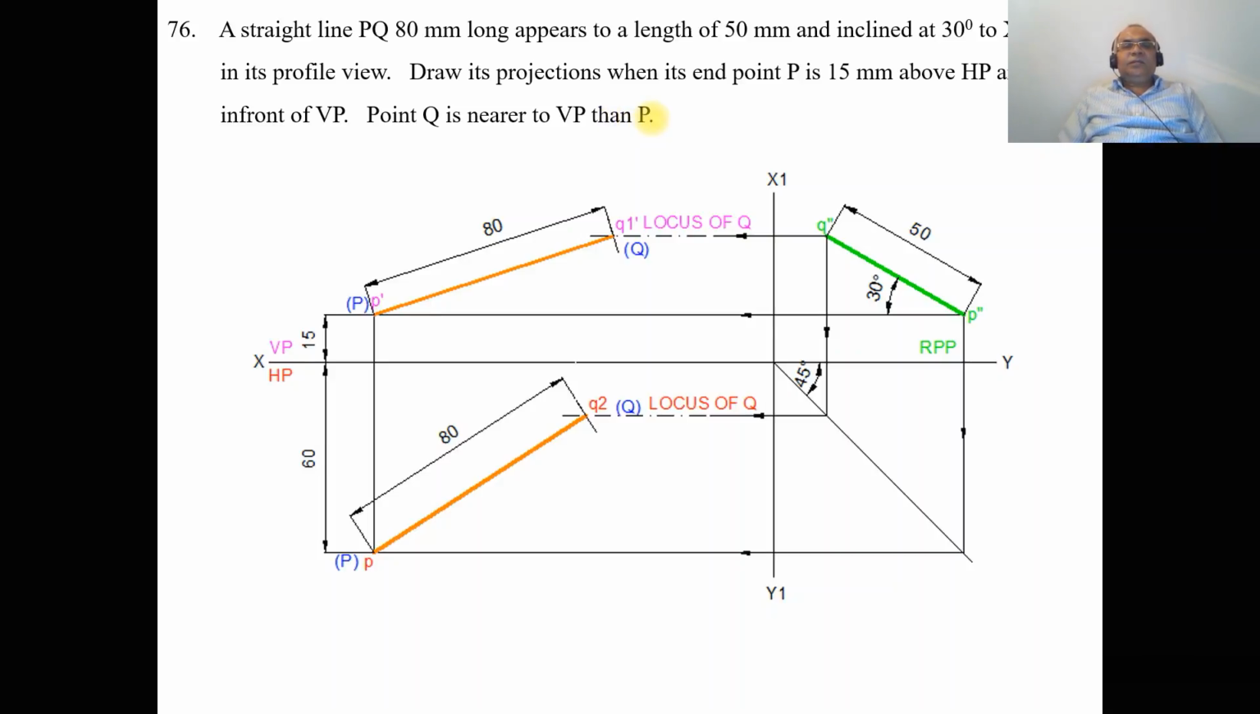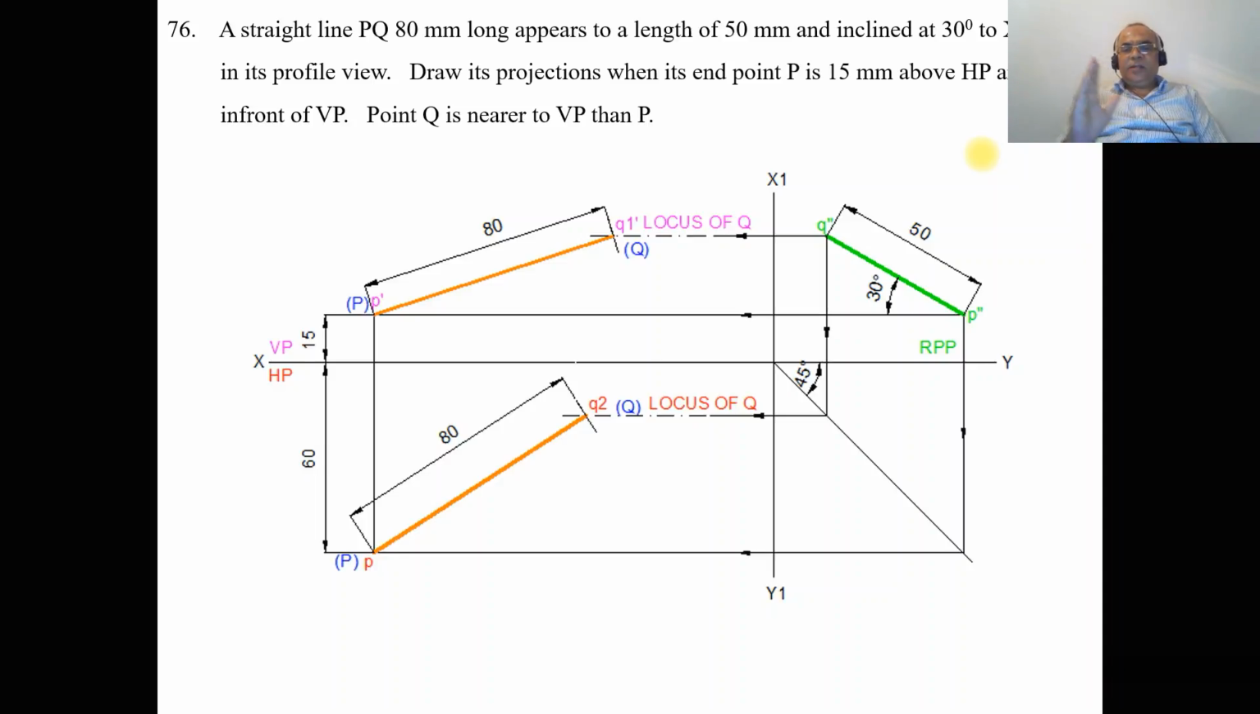So here what he says is a straight line PQ, 80 mm long, appears to a length of 50 mm and inclined at 30 degrees to the XY line in its profile view. He has not mentioned which is the profile view here, whether it is the left side view or the right side view. If you are considering the right side view, then the image has to be on LPP. If you are considering the left side view, then the image has to be in RPP. Now we have considered the left side view, so obviously the image is going to come on the right side view. So first we need to identify this.